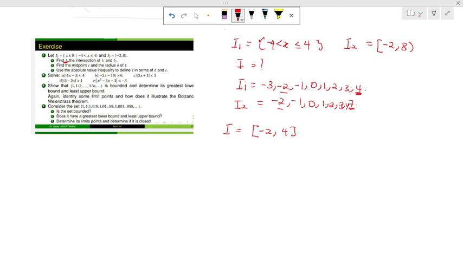The second problem says we should find the midpoint C and the radius delta of I. Right now we need a midpoint. If you have an interval and you want to find a midpoint, you just take your endpoints, sum them up, then divide by 2. That gives us the midpoint of our interval. So here from -2 to 4, if you want to find the center of it, let's try listing them manually: -2, -1, 0, 1, 2, 3, 4.